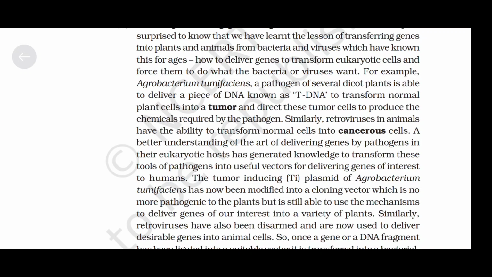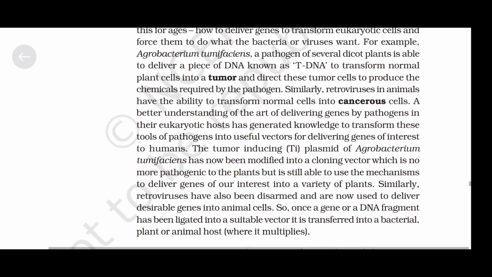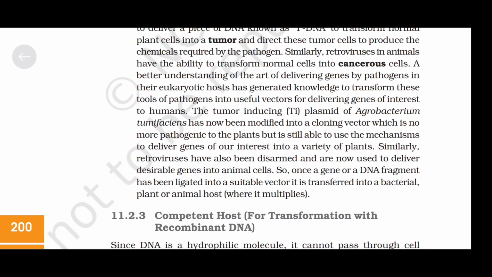The tumor-inducing Ti plasmid of Agrobacterium tumefaciens has now been modified into a cloning vector which is no more pathogenic to the plants but is still able to use the mechanisms to deliver genes of our interest into a variety of plants. Similarly, retroviruses have also been disarmed and are now used to deliver desirable genes into animal cells.